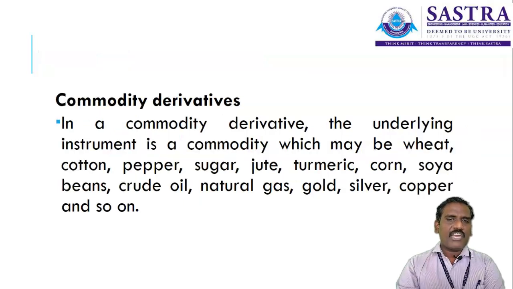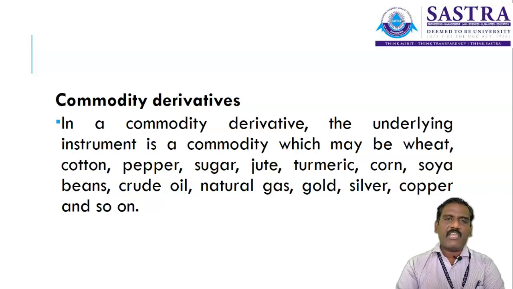The second one is commodity derivatives. In commodity derivatives, the underlying instrument is a commodity, which can be wheat, cotton, pepper, sugar, jute, turmeric, corn, soya bean, crude oil, natural gas, gold, silver, copper, and other materials. To enter into a contract, what would be the price of the sugar at which they are going to enter the contract? It is based on the current price.